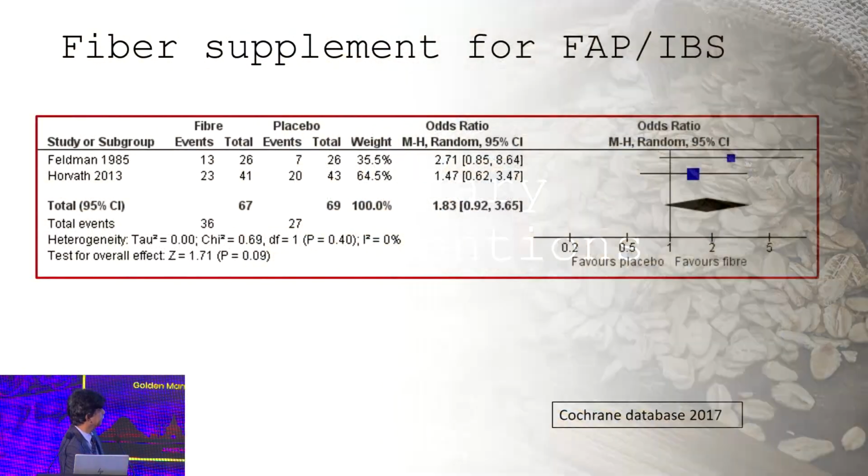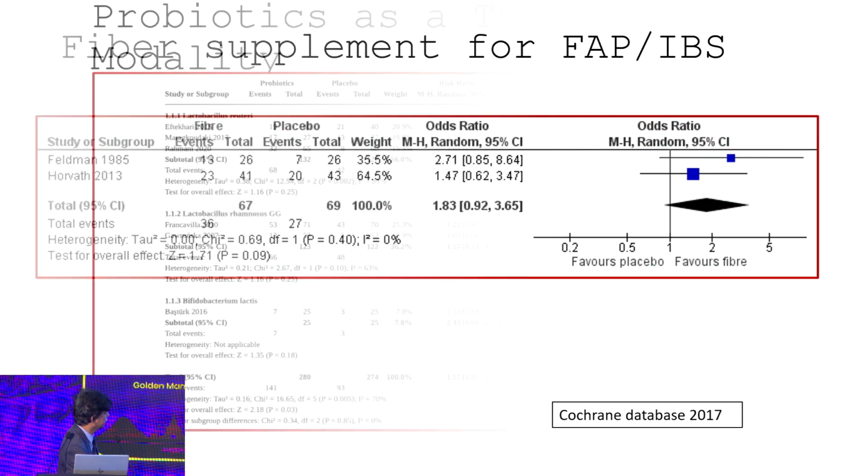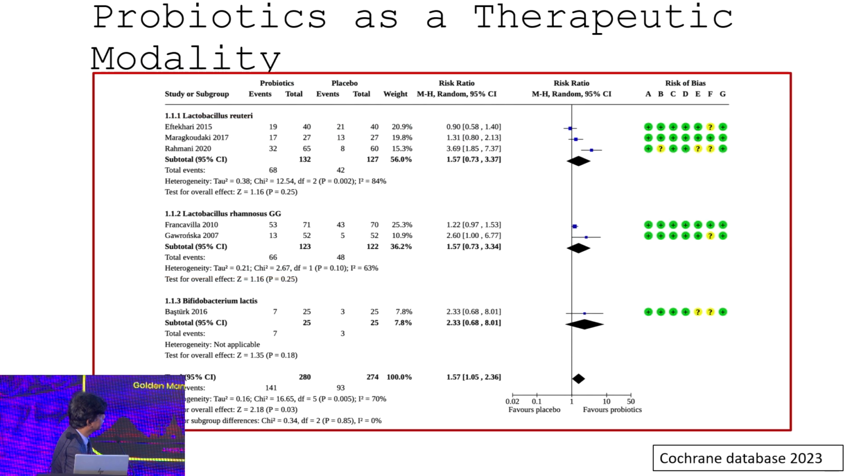Then dietary interventions. People use fiber supplementation for functional abdominal pain, increasing fiber. Again, it's not a very useful intervention for children with functional abdominal pain disorders. These are things that we use always. Probiotics as a therapeutic modality: this came in a Cochrane database review in 2023. We have Lactobacillus reuteri, not much of an effect, and Lactobacillus rhamnosus GG, again doubtful, and Bifidobacterium lactis, not much. So basically probiotics also have nothing much to offer as a treatment modality.